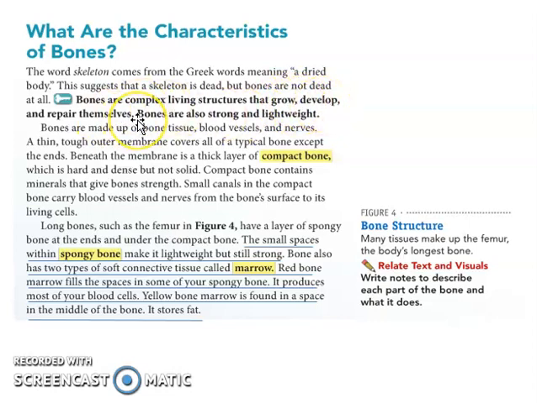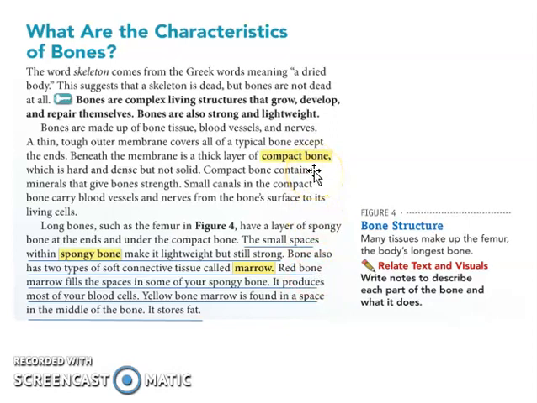developing, and repairing itself. Now, bones are also strong and lightweight. Our bone is stronger than steel, and it is light. When it comes to weight, it's lighter. I will also discuss here the parts of the bone.